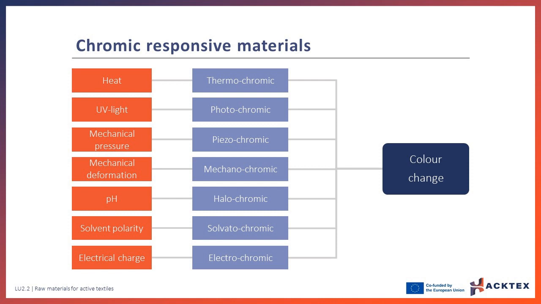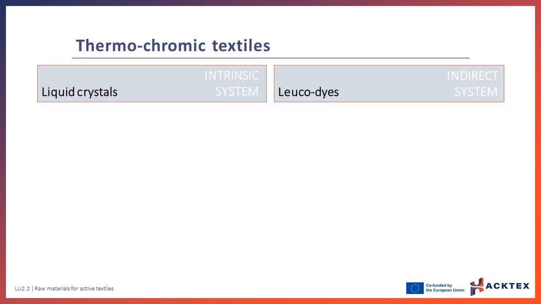Chromic responsive materials react to changes on the environmental conditions, providing a color change. The external stimuli that trigger the change can be temperature, electromagnetic radiation, mechanical pressure or deformation, pH, a solvent's polarity, or electric charge, but the most extended for their use in chromo-active textiles are thermochromic and photochromic materials. In textiles, the thermochromic effect is mainly achieved by two approaches: liquid crystals, that are an intrinsic system, and leucodyes, that are an indirect system.